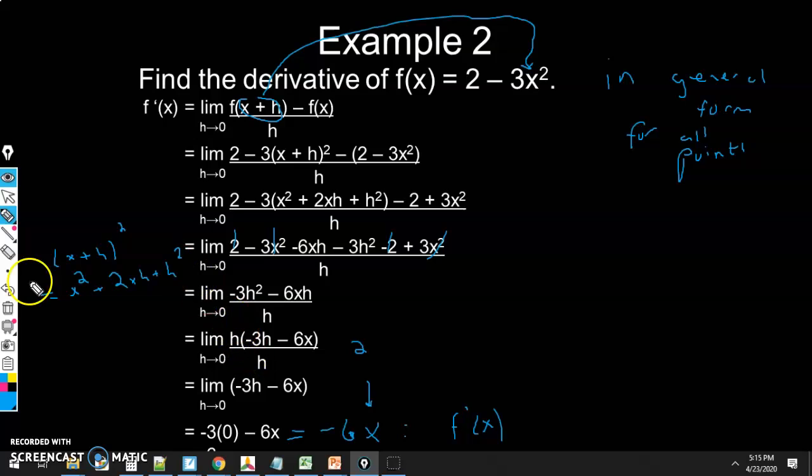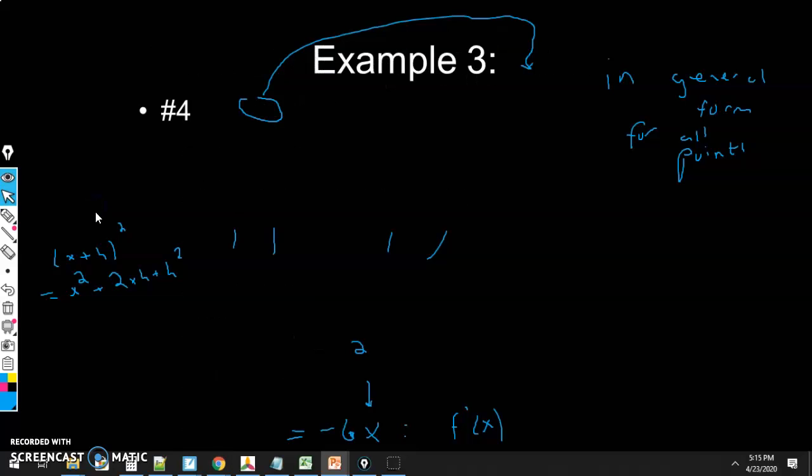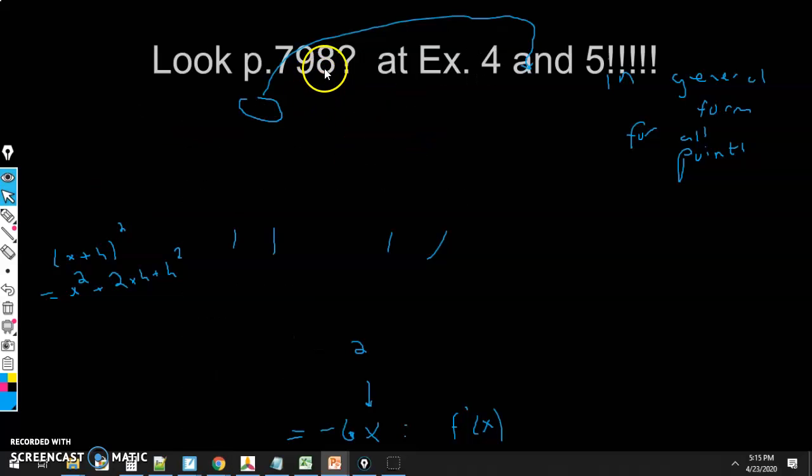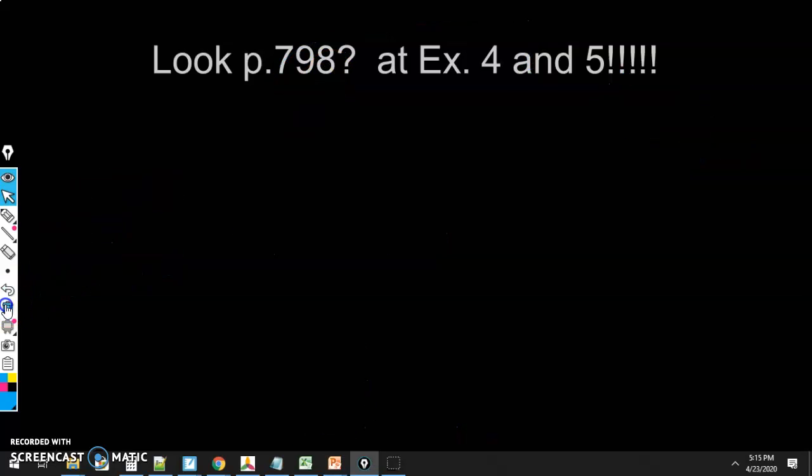All right, so hope that helps. There are some other good examples in the book to check out. I hope you have your book. Look at these. I think they're on about page 7.98 or 7.99. Check those out, examples 4 and 5. Please look at those. I know it's a lot of notes here, but you are now doing calculus.